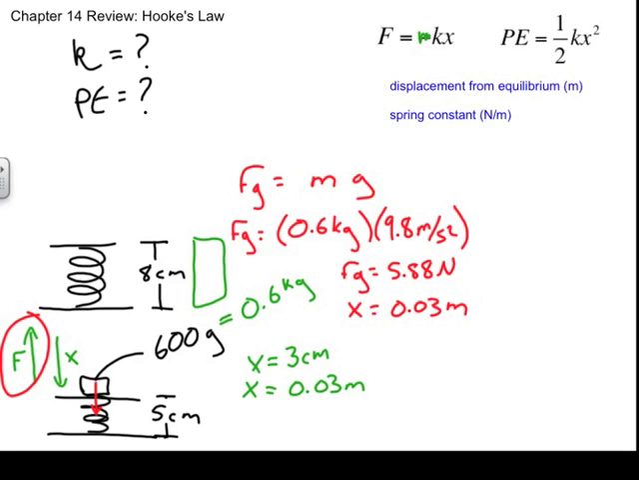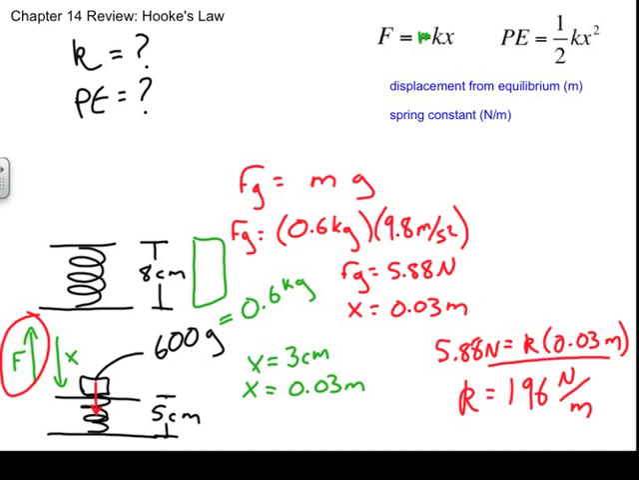So now I'm going to use Hooke's law, and I'm going to say that 5.88 newtons is equal to the spring constant, script K, multiplied by 0.03 meters, and I find that K is equal to 196 newtons per meter. So that is the property of the spring. That allows me to answer that first question, and now I'm able to address the potential energy.